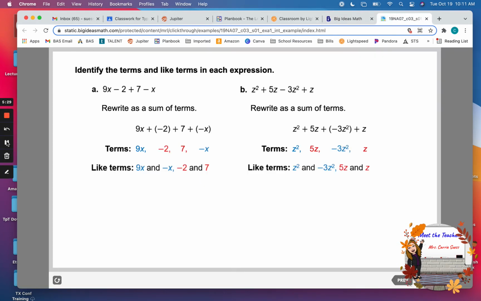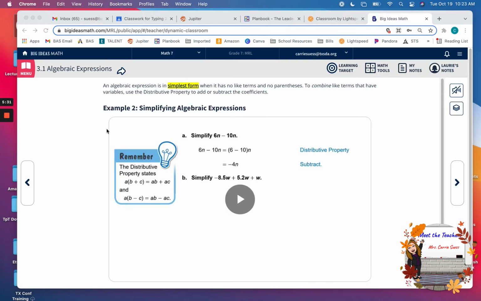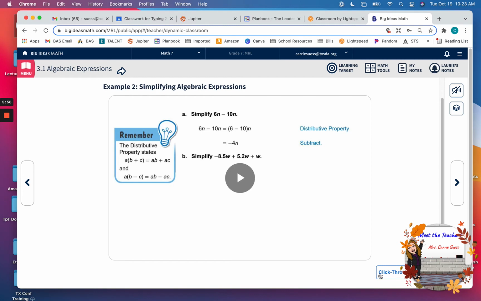Go ahead. Okay. An algebraic expression in simplest form, when it has no like terms and no parentheses, is an algebraic expression. So once you've simplified and combined all the like terms and distributed all the different parts, this is called simplest form. To combine like terms that have variables, you use the distributive property to add or subtract the coefficients. So let's practice this.